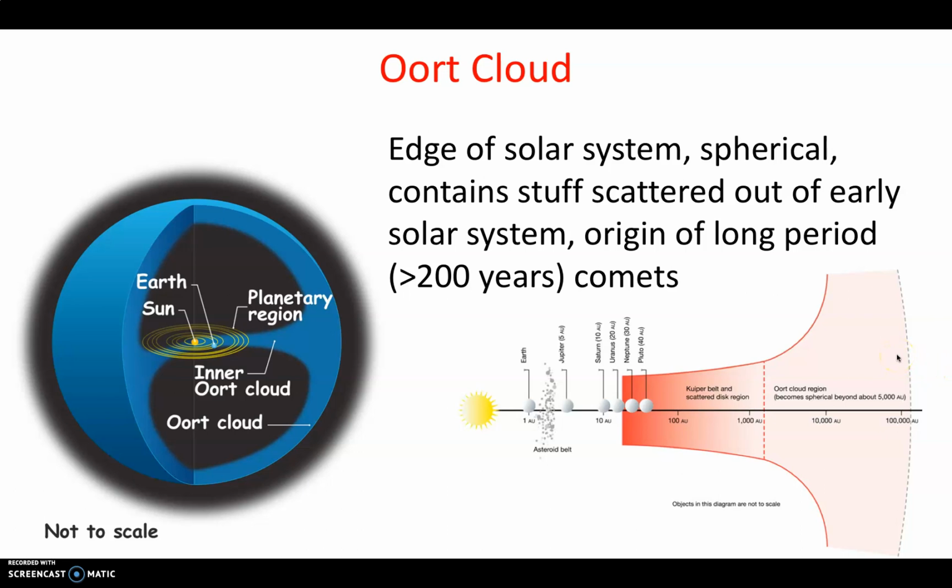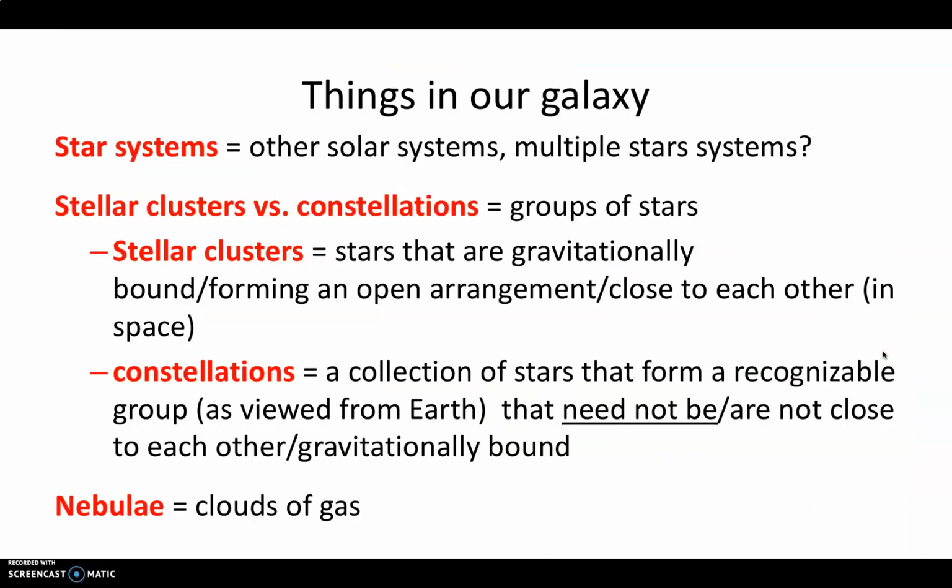The Oort cloud is just beyond the Kuiper belt. It's where there's stuff spherically around our solar system, as it says here. There are some comets that do live out here, but mostly this is stuff that's just leftovers of the early solar system.